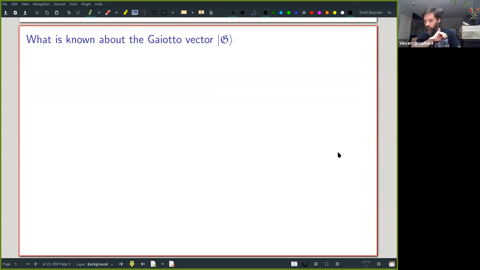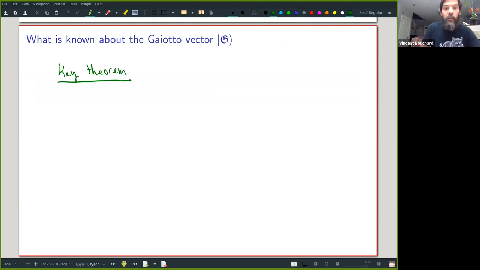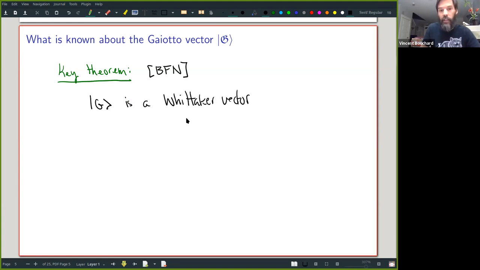Well, before I get into the details, let me just mention how we're going to construct the Gaiotto vector. Basically, there's a key theorem that we will use. This is the starting point of our work. This is a theorem due to Braverman, Finkelberg, and Nakajima, which is the following: the Gaiotto vector is in fact a Whittaker vector. I'll explain again what this is in a few slides. It's for a particular vertex algebra, which is a W algebra, at a certain level. So in other words, it's a Whittaker vector for a W_G module.